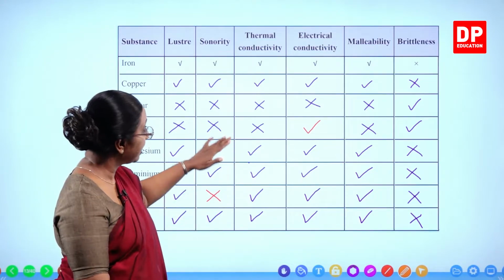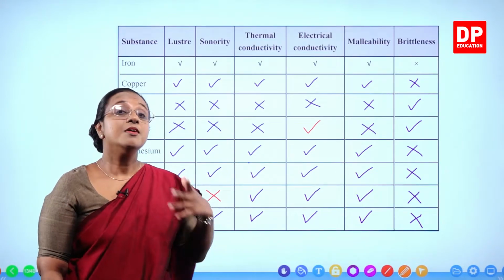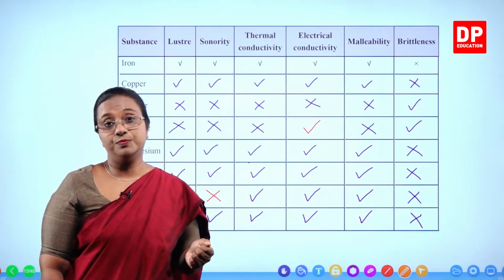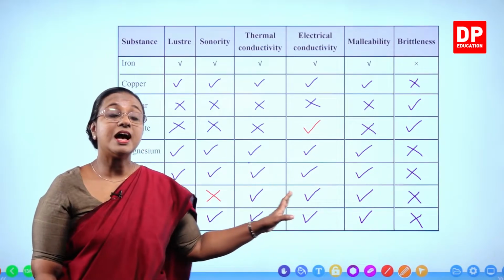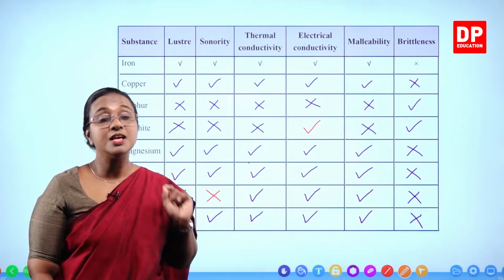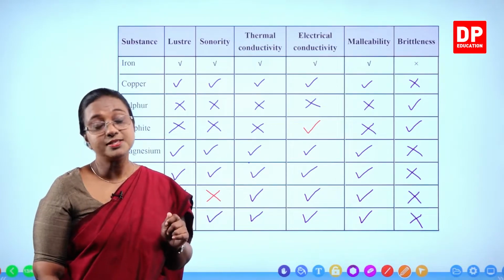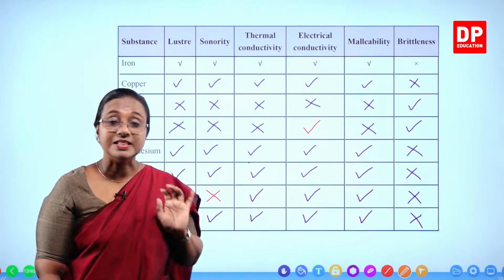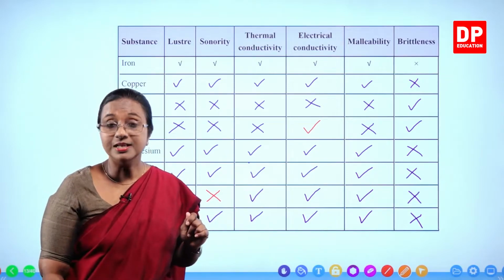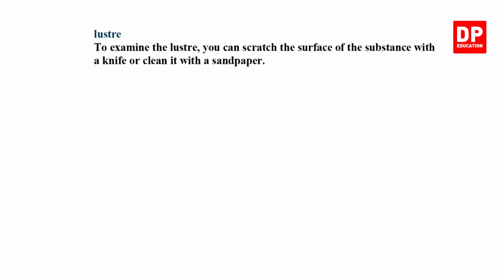Now here I have discussed these properties from what you already know. Now after this, I will discuss simple methods to identify all these properties. So with that, students, I will move on to the next slide. So luster. What is luster? The shiny nature of element.